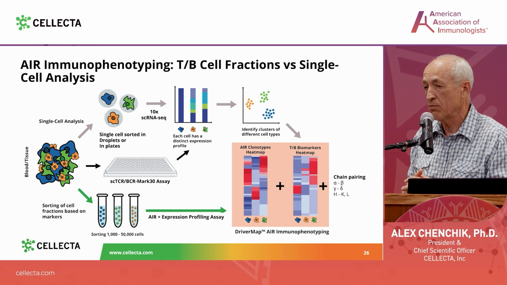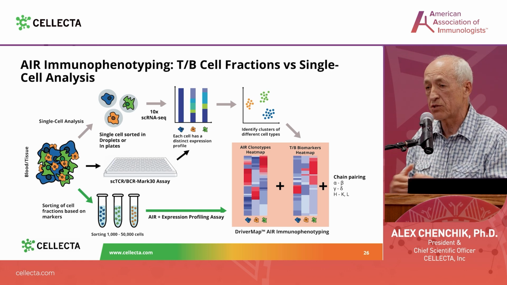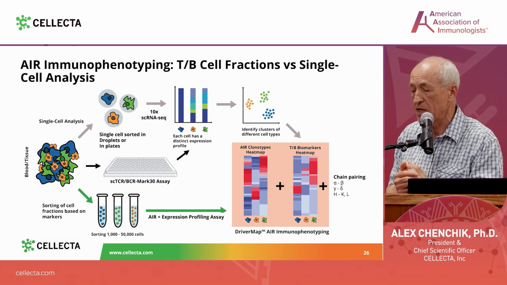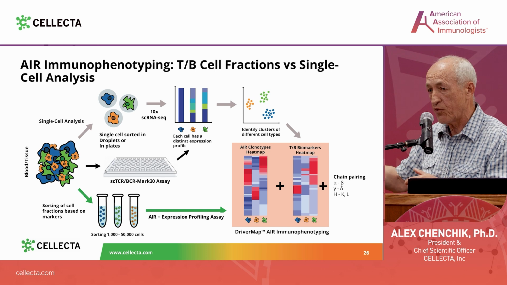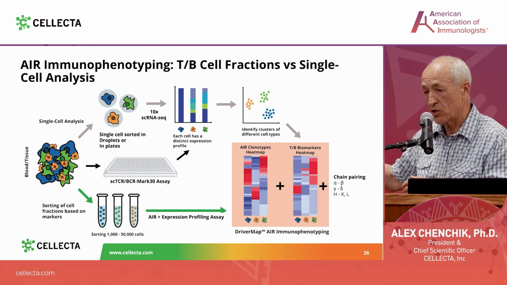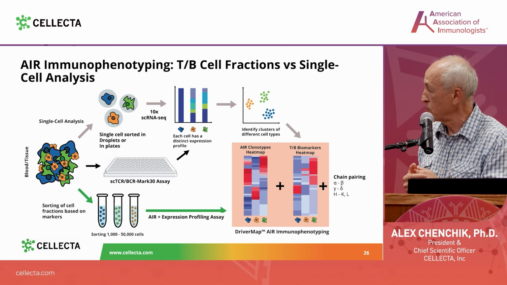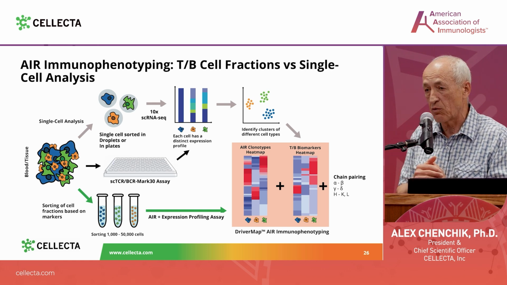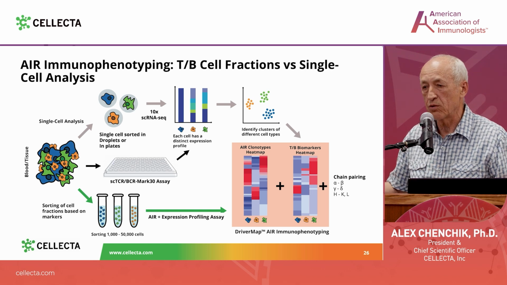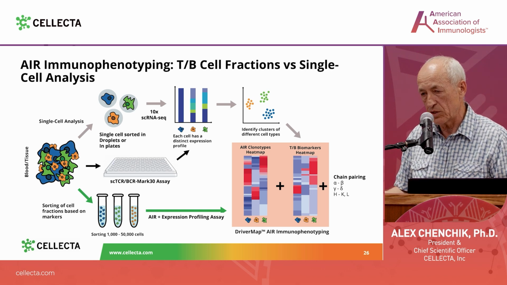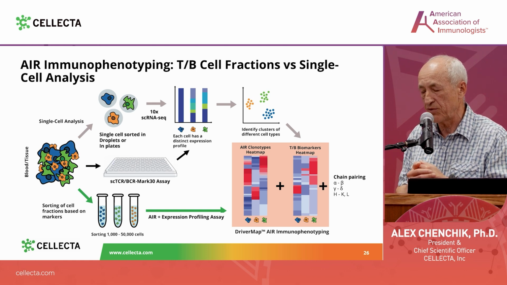A very similar strategy can be done if you just sort the cells based on the expression of the same cell-specific markers, and you can generate expression profiling and immune repertoire profiling using the technology that I discussed previously. Another strategy is that you can sort cells in a 96-well plate and do a similar assay where in each well you put primers for immune receptors and for some marker genes which are critical to characterize the phenotype of the cells.